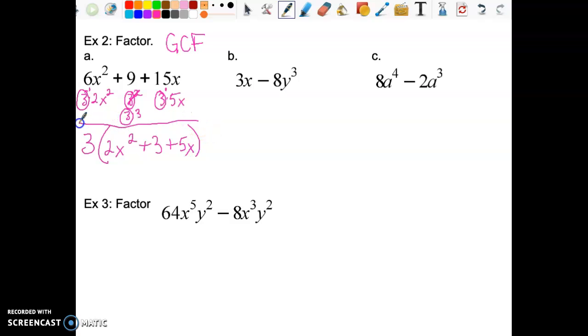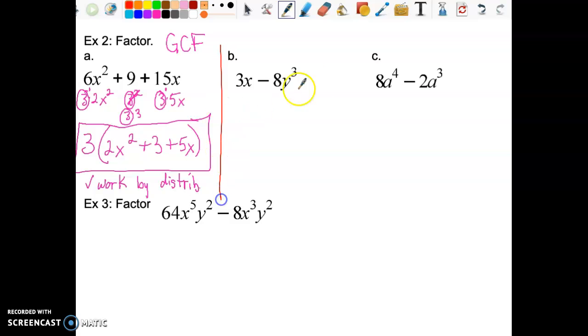And this is math class, so you can always check your work. You can check your work by distributing. So if I were to ask you to distribute in that 3, it'll go back to the original problem. 3 times 2x squared is 6x squared. 3 times 3 is 9. 3 times 5x is 15x. There you go, we did it right.